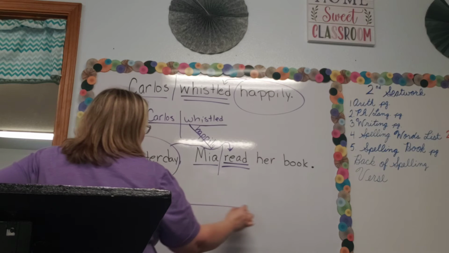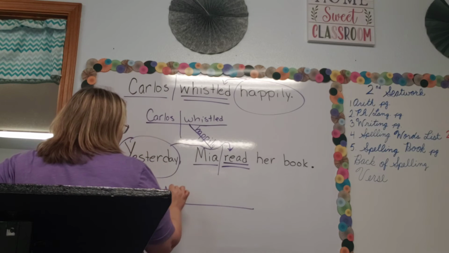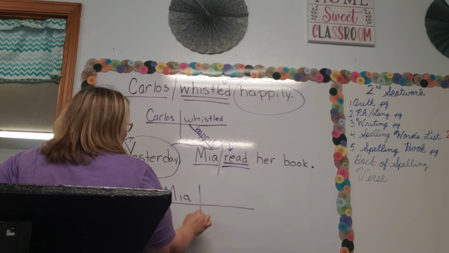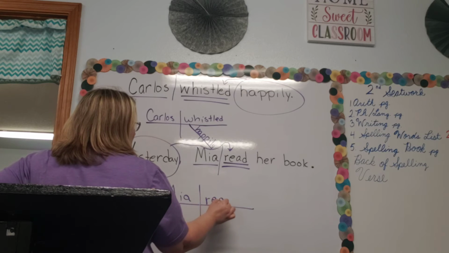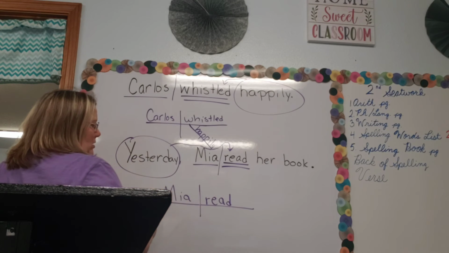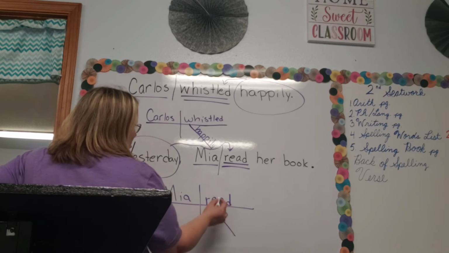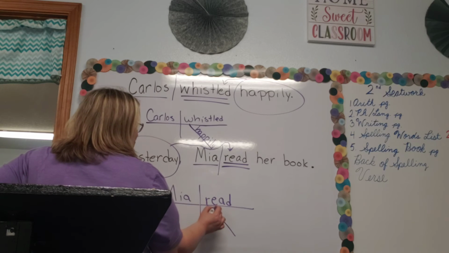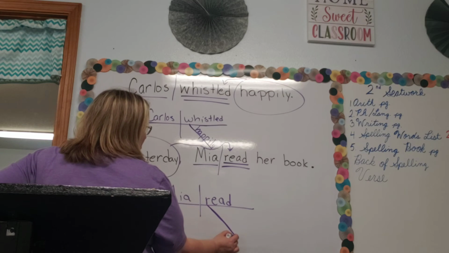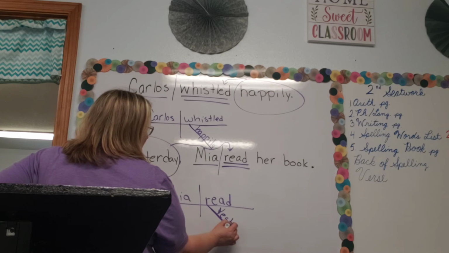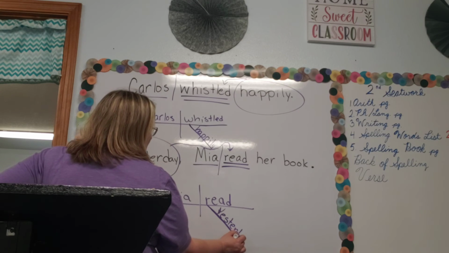So if I'm going to diagram my sentence, I need my subject, Mia. My verb is read. Yesterday is describing when she read. So I'm going to draw my slanted line under my verb, and then I'm going to write my adverb underneath the verb.